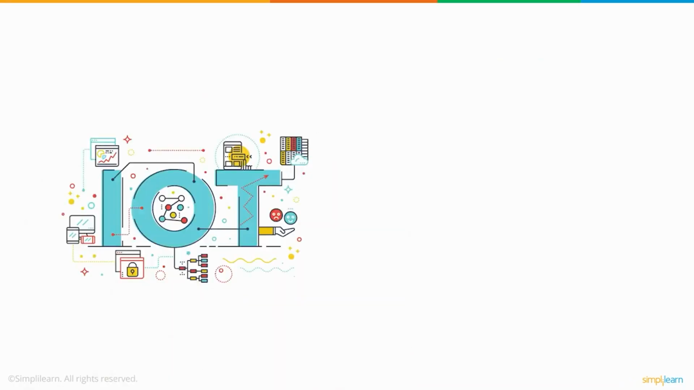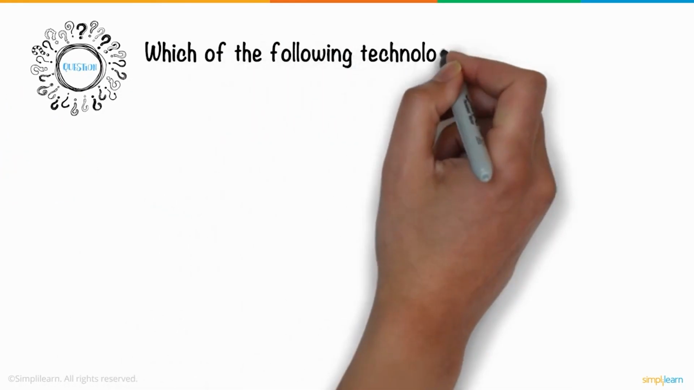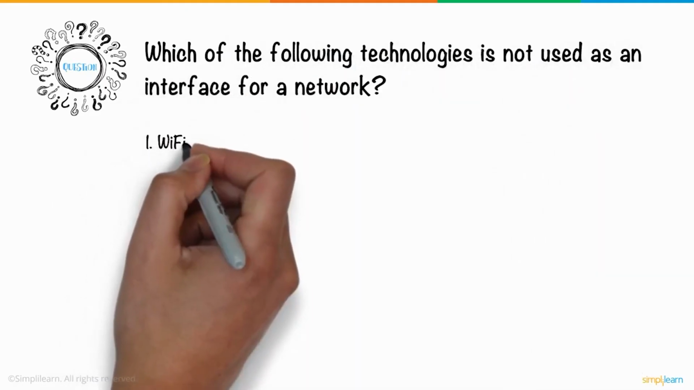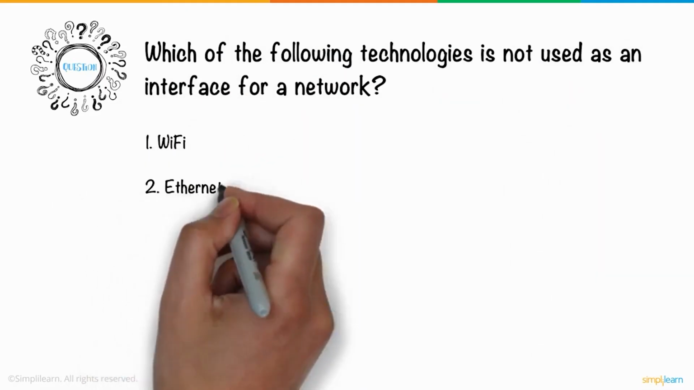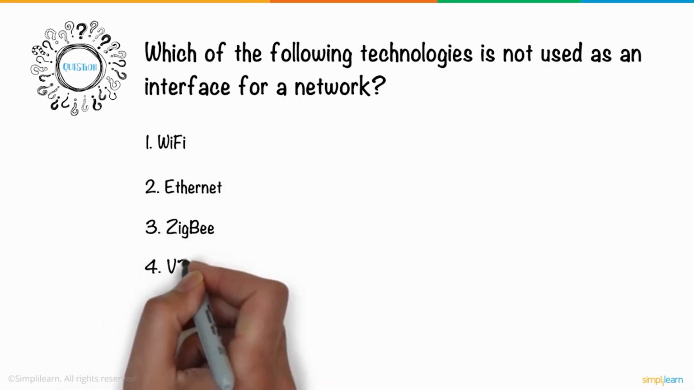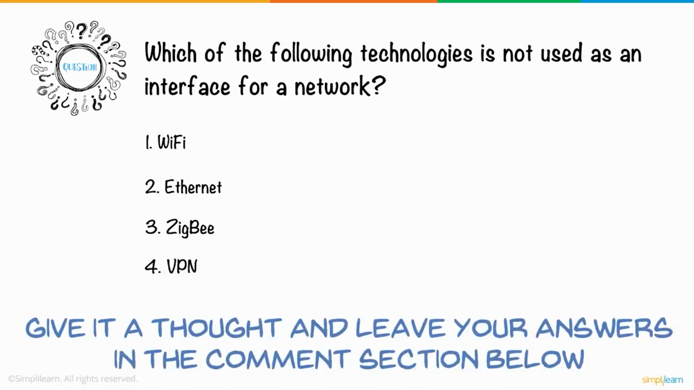Now that you have a picture of what IoT is, here's a simple question for you. Which of the following technologies is not used as an interface for a network? 1. Wi-Fi. 2. Ethernet. 3. Zigbee. 4. VPN. Give it a thought and leave your answers in the comment section below.